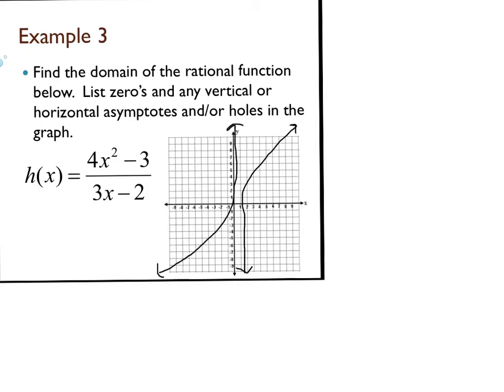So this is what our graph looks like. We can see here that based on the graph, I don't have any horizontal asymptotes. Now be careful, holes we're not so sure of because the calculator doesn't help us too much.